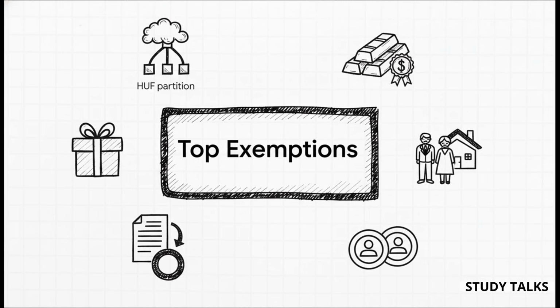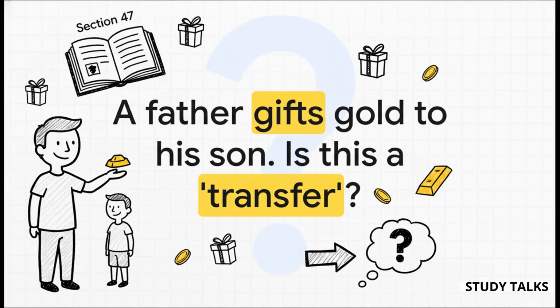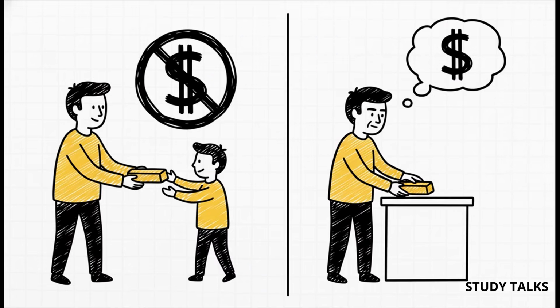This is your high-yield list. These are the exemptions that are frequently tested, so make sure they're right at your fingertips. Gifts, HUF partitions, reverse mortgages. Know them cold. Okay, quick test. Let's see if you're with me. A father gifts gold to his son. Is that a transfer for capital gains? Think about the rule for gifts. Correct. It's not a transfer, so no capital gains tax arises for the father. The tax implications will only kick in when the son eventually sells that gold.